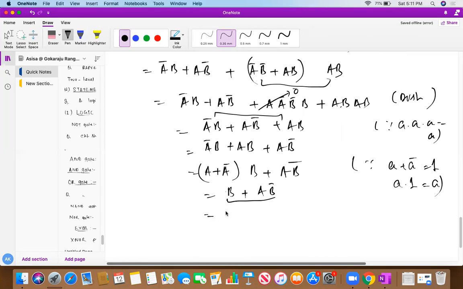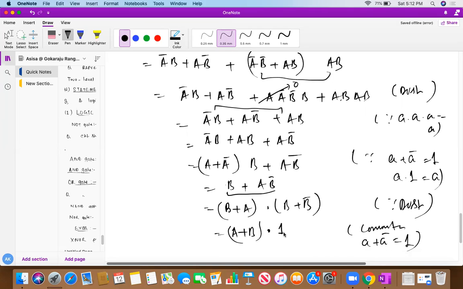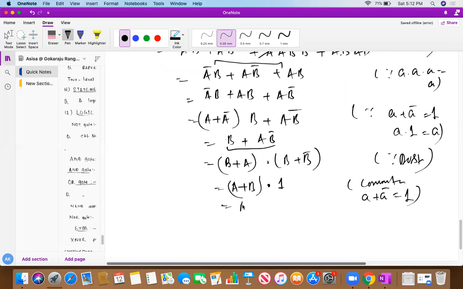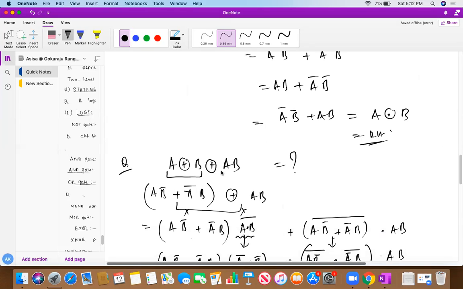Next I can again apply the distributive law, B or A, this will be B or B bar. So I have applied the distributive law again here, and here I can do this A or B, and this B or B bar is 1. Here I have applied the commutative law as well as A or A bar is 1. And finally what have I achieved? A or B. So what do you understand from this? A XOR B XOR AB is A or B.